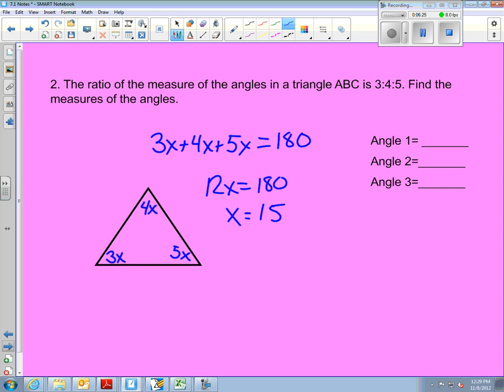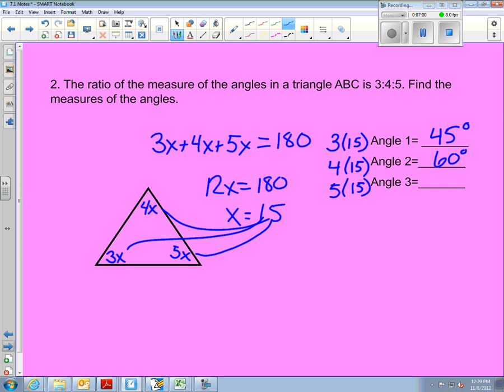Now, 15 is not one of our angles, but if we plug 15 back in for x in all of those, we're going to find our angles. So I'm just going to do 3 times 15, 4 times 15, and 5 times 15. Go ahead and take a moment, plug that into your calculator, and put your answers into the blanks. Angle 1, 3 times 15, we get 45. Angle 2, 4 times 15, ends up being 60. Oh, and these are degrees because we are actually talking about angles. And then the last one, 5 times 15, gives us 75 degrees.